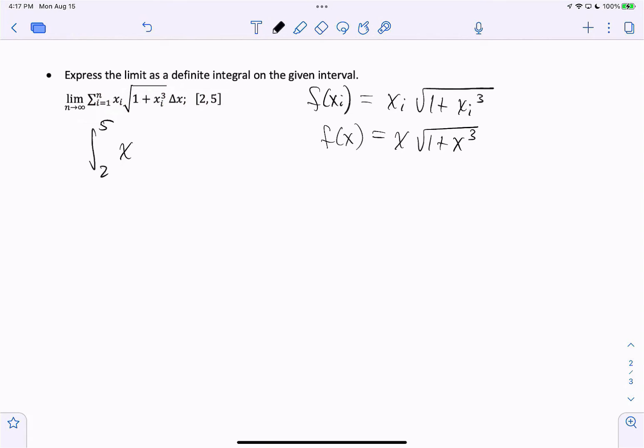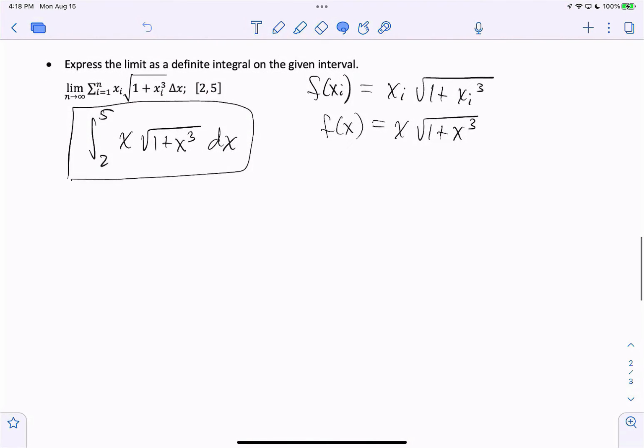So the integral from 2 to 5 of x times the square root of 1 plus x cubed. The delta x here becomes dx, our differential for the integral. And that's it. What we did there is basically translating.